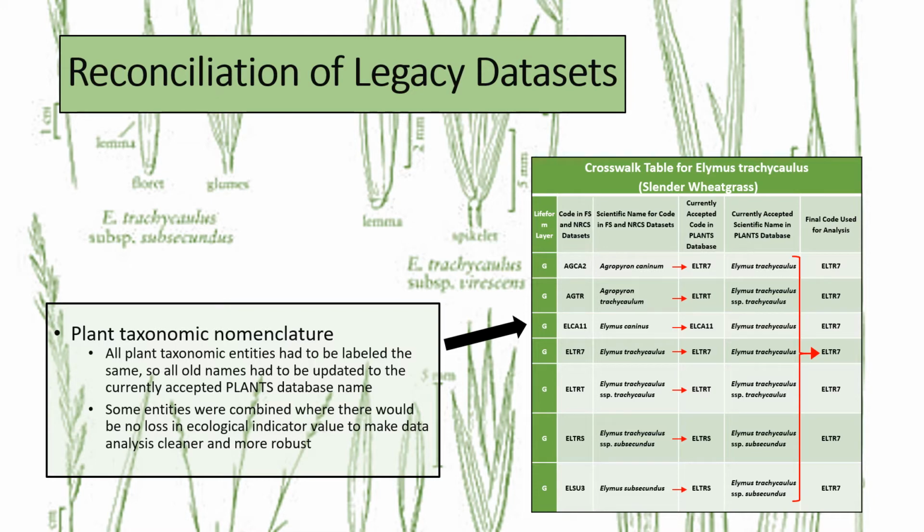There are two steps to this process. All plant taxonomic entities had to be labeled the same. Old names and codes had to be updated to the currently accepted plants database names and codes. Once all of the names were up to date, we combined entities wherever there would be no loss in ecological indicator value. This makes analysis cleaner and more robust.